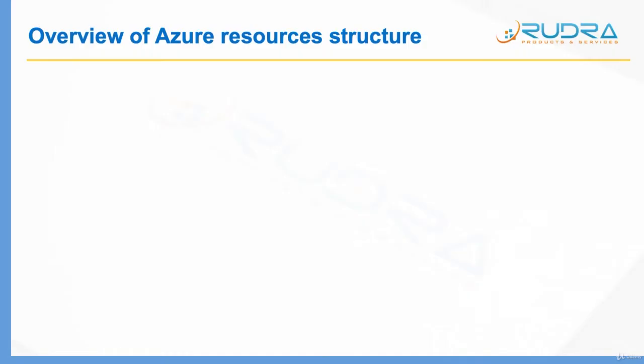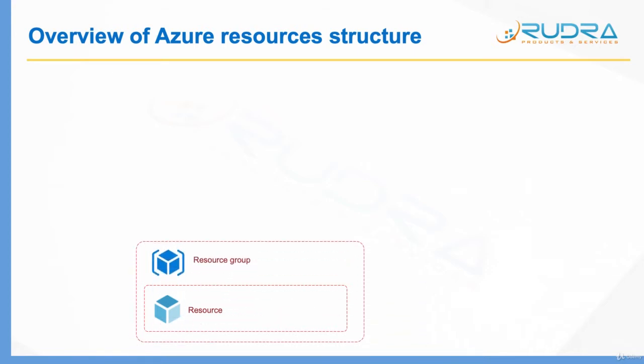In terms of Azure resources, the lowest common denominator is the Azure resource. A resource is an entity that is managed by Azure. It can be a virtual machine, a virtual network, or a storage account. And each resource in Azure must belong to a resource group. A resource group is a logical entity that groups the resources so that you can manage all the resources in a resource group as a single entity. Most of the time, you will put the resources that share a common life cycle into a particular resource group.